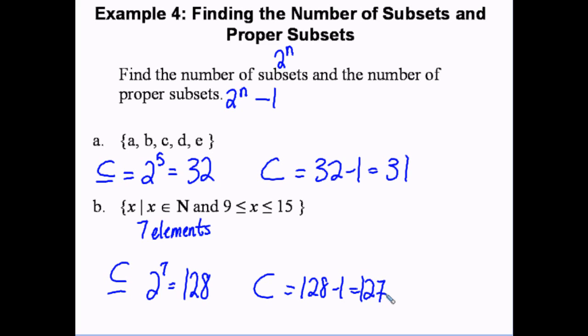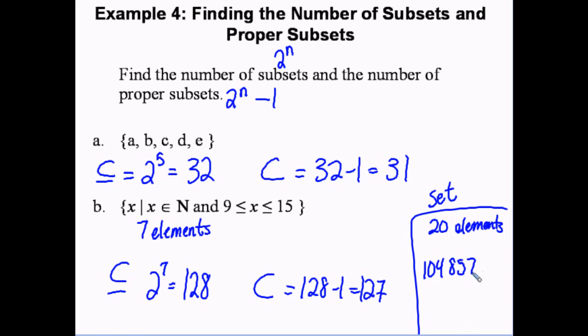What would happen if I have a set with 20 elements? There's 1 million subsets. Wait, how did you get that?